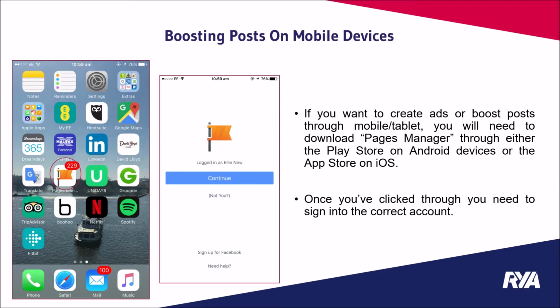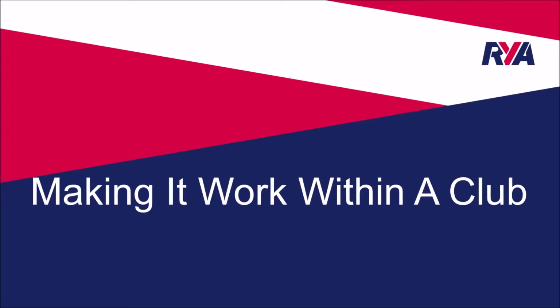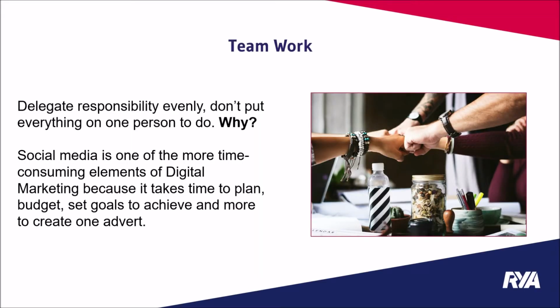And just to show you what this looks like on the Pages Manager app. So here we see a post for the boat show. All we do in the app is click on Boost Post, and we're taken through to some options where we can choose a goal, we can add a call to action button, and we can select the audience that we want through specific targeting. So how do you make advertising and boosting posts in particular work within your club? Well, the first thing I'd say is actually think about teamwork.